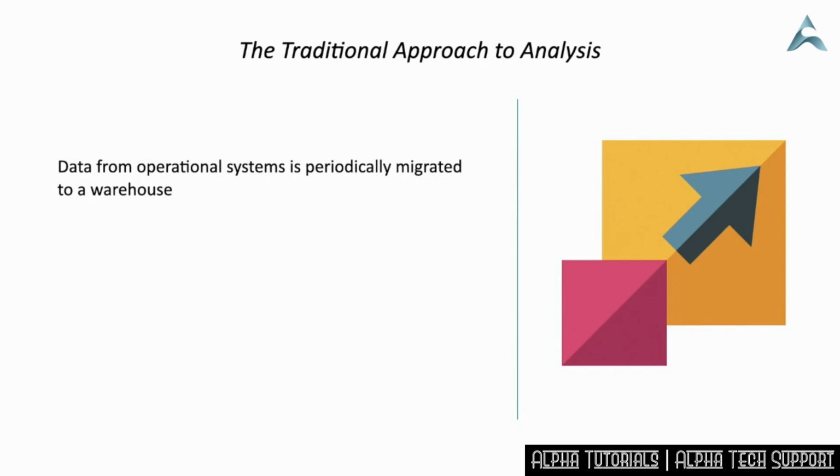Here, data from an operational system such as a relational database is periodically migrated into a warehouse. The data that is migrated may include sales recorded at a retailer. Over time, as more and more data is migrated, the warehouse becomes the single source of truth in an organization. If the record of a sale exists in the warehouse, it means it did happen.